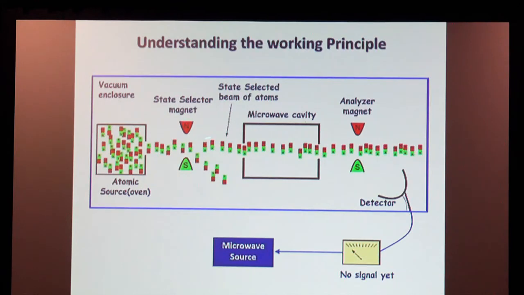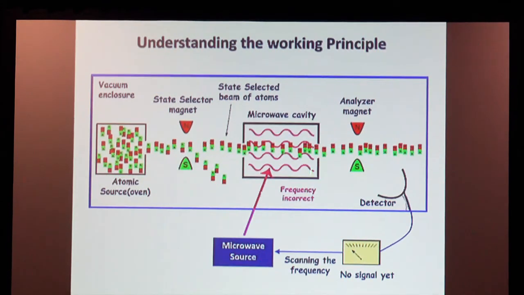You block this and allow only one kind of atoms to go through, and then they pass through a microwave cavity, through a hole here and a hole there. So it passes through the microwave cavity and goes through another similar magnet, which is called the analyzer magnet. And then you shine a microwave frequency signal on this.